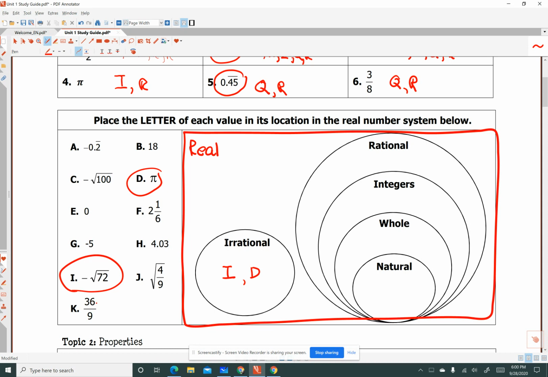that would be 9 goes into 36 4 times. That would be 4. So K is a natural number, which means it's also a whole number, an integer, and a rational number. J, however, is only a rational number. The decimal, negative 0.2, but with this repeating line at the top, that's a rational number.